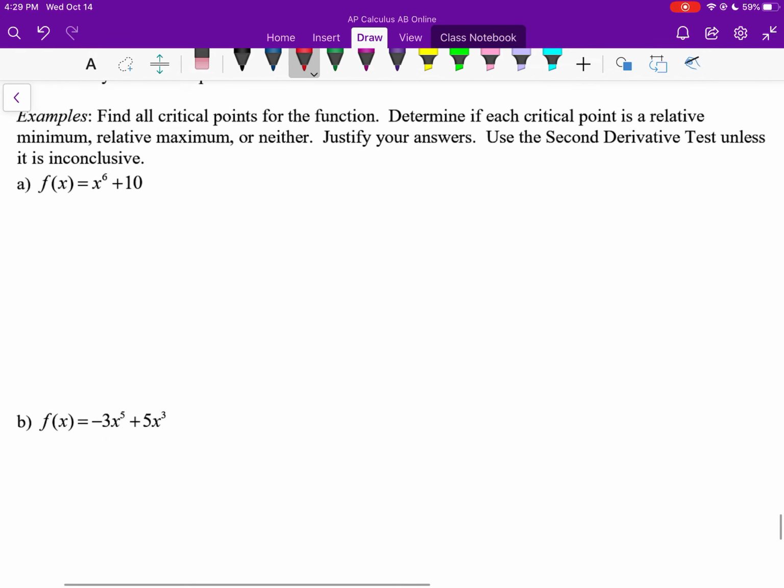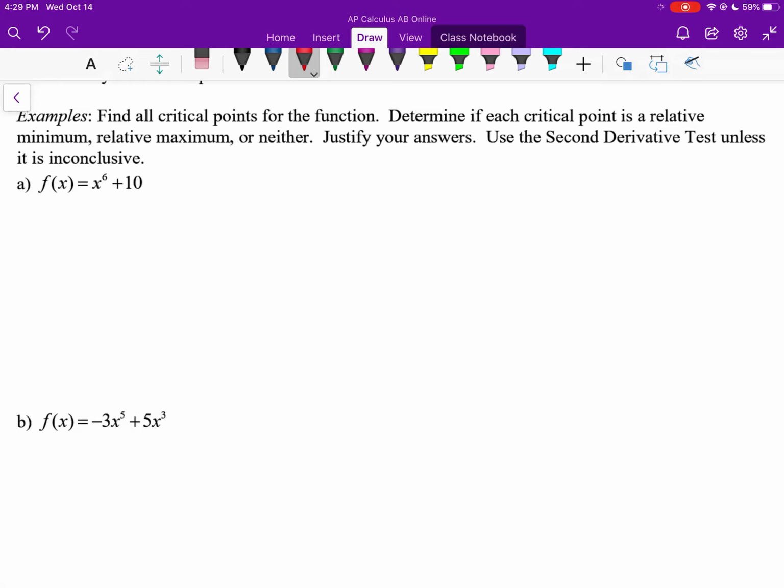Some examples. They want us to find all the critical points for the function. They want us to determine if each critical point is a relative minimum, a relative maximum, or neither. They want us to justify our answers. They want us to use the second derivative test unless it is inconclusive.